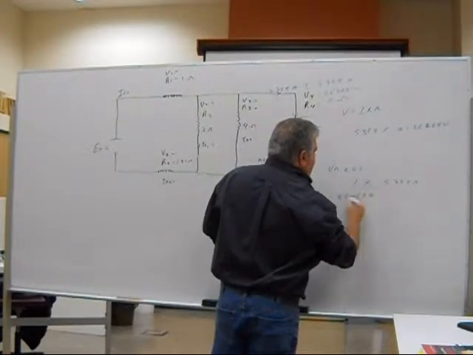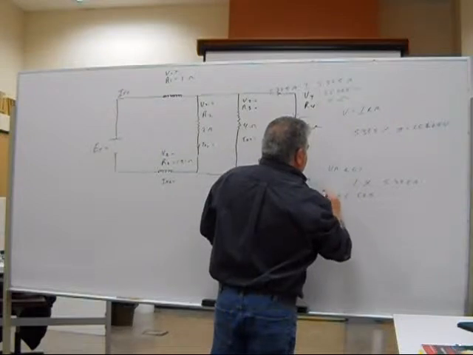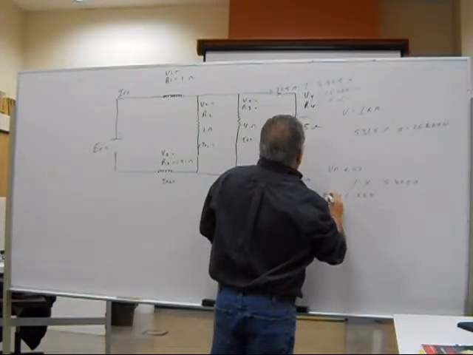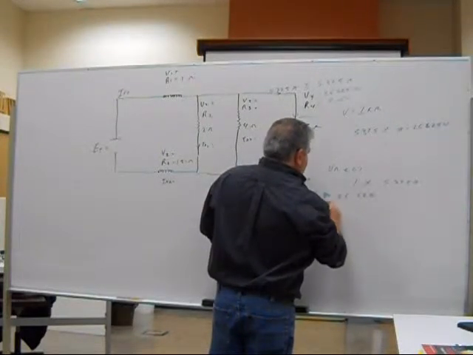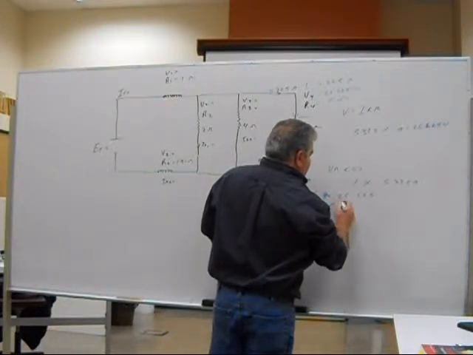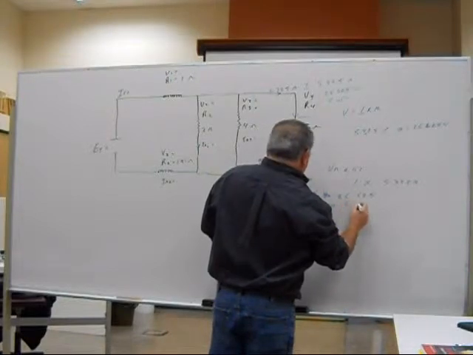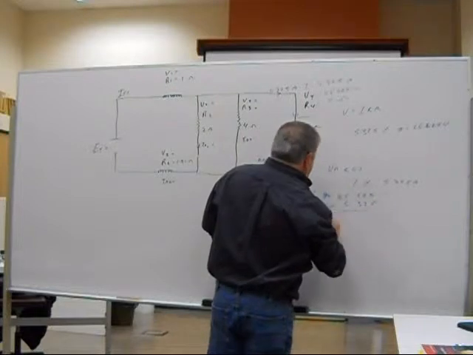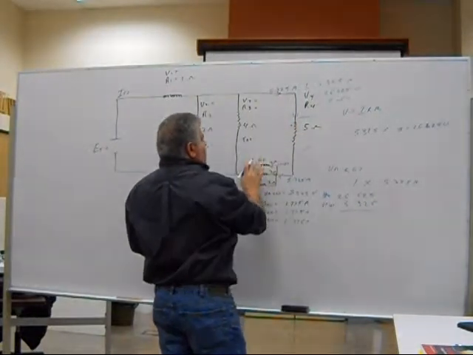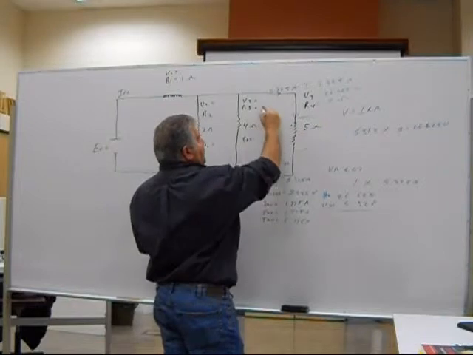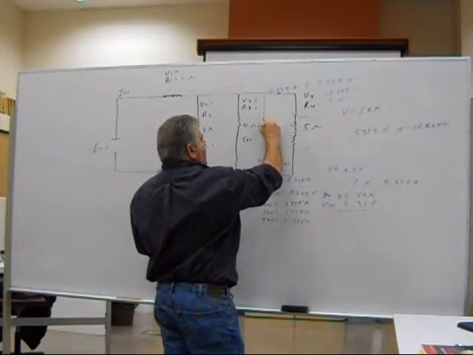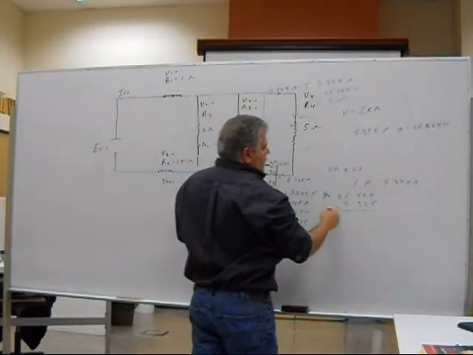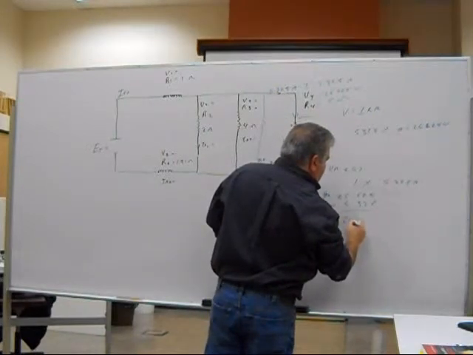so it's 26.625 volts at R and VR4 plus VR5, 6, and 7. That's 5.325 volts, giving us a total value on this side here of 31.95 volts.